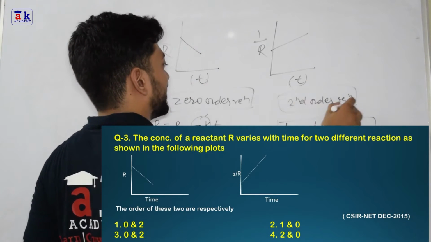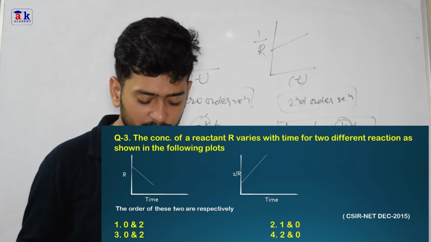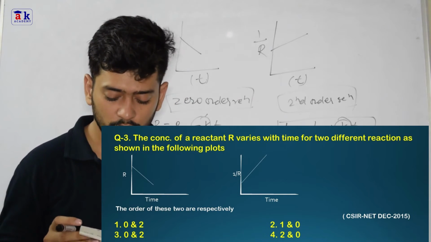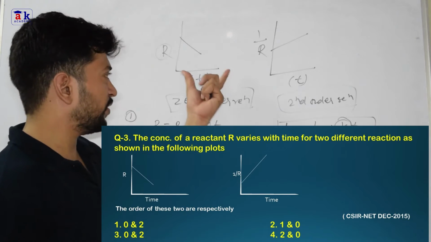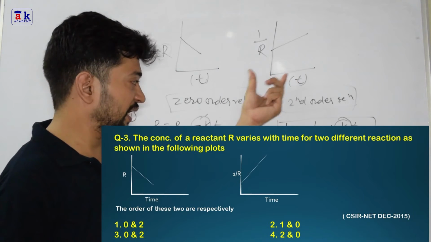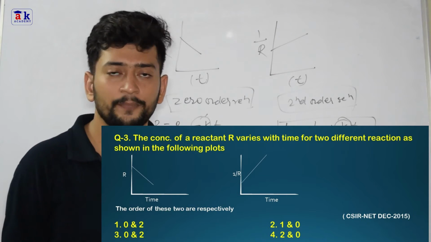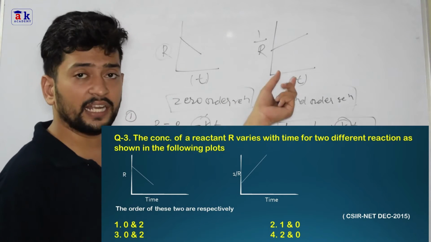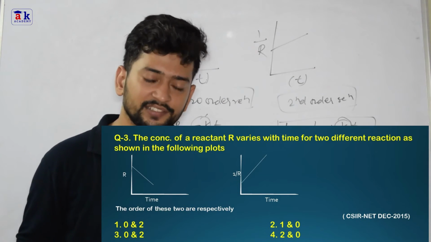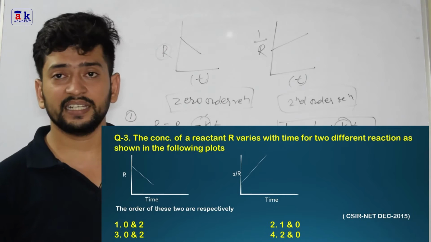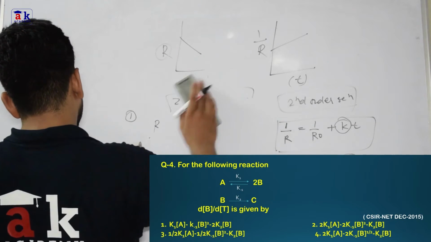So we have this as second order, here we have zero order, so the third option will be the correct one, where we have the 0 and the 2. So this is the correct answer, and I hope you understood. First of all, we have this graph, and we should know all the equations of first order, second order, zero order, and from here we can find out what the slope is and how the graph will be. So this is a very easy question. I hope you understood. Now let's see the next question, which is for the following reaction.